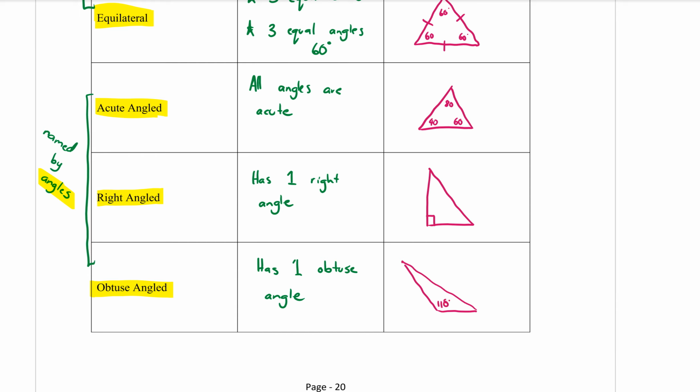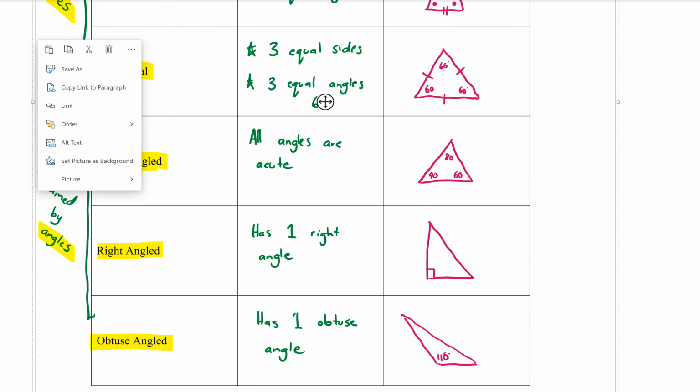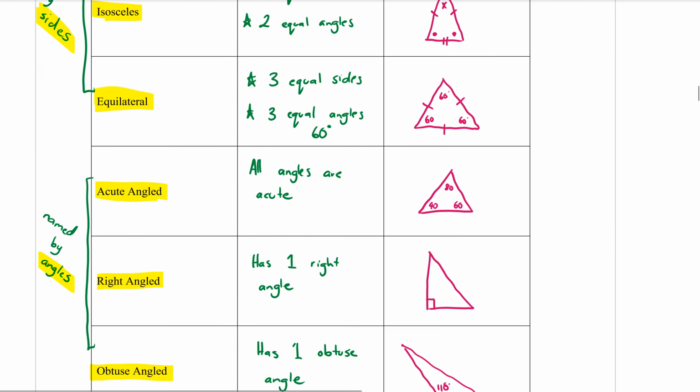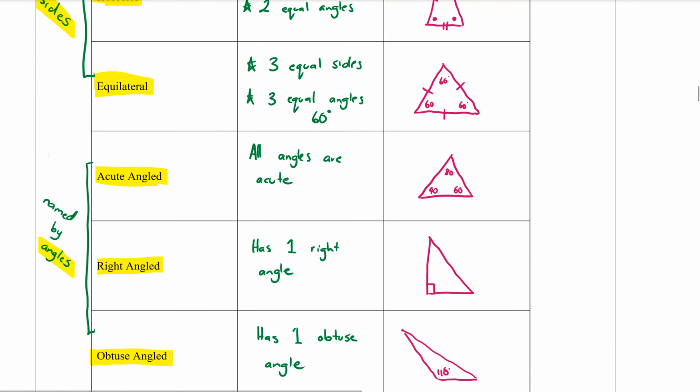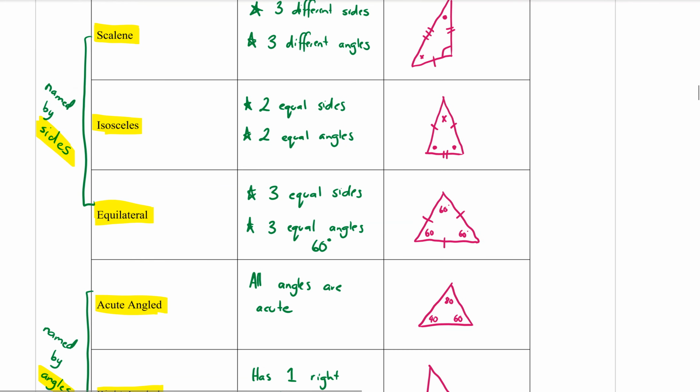Now it is possible to combine different types of triangles. So I could have an obtuse angled isosceles triangle, which means I have two sides the same in my triangle, but I also have an obtuse angle in it. All right, let's go down to our examples.